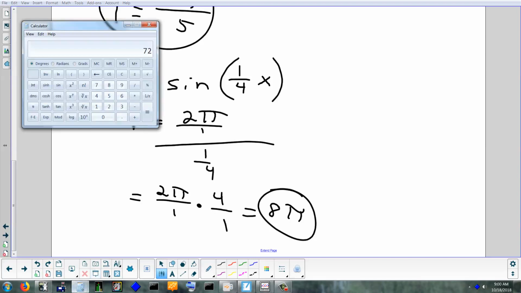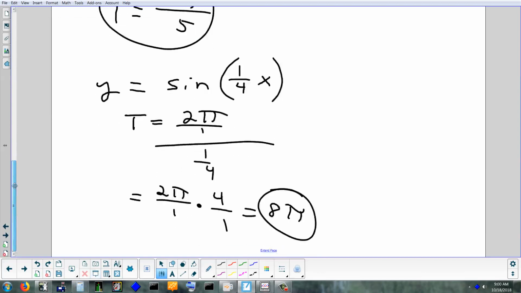Right? So if you wanted to think of it in degrees, this graph has to go all the way to 1,440 degrees on the x-axis before you get a full cycle. It's much longer now. 4 times as long. Any question on that one?